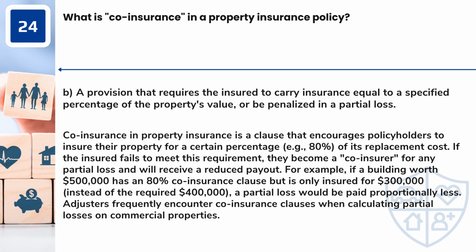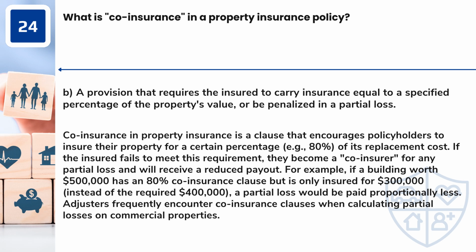Answer: B. A provision that requires the insured to carry insurance equal to a specified percentage of the property's value, or be penalized in a partial loss. Explanation: Coinsurance in property insurance is a clause that encourages policyholders to insure their property for a certain percentage, e.g., 80%, of its replacement cost.